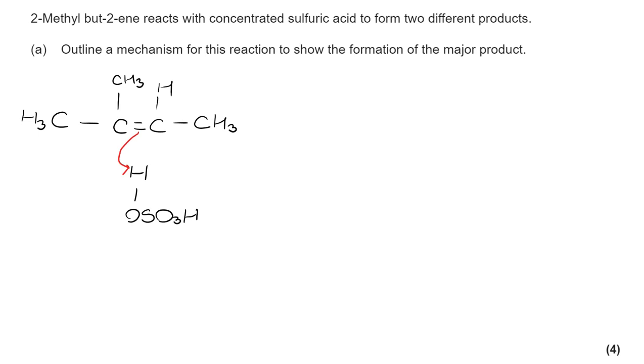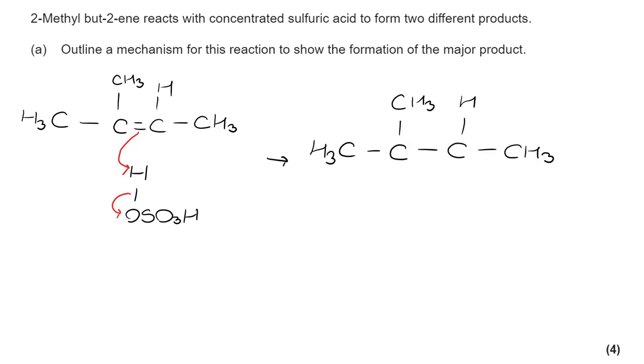Now, realistically, what that means is I've formed a bond between a C and an H. So the H can't have a bond to the O in the OSO3H. So my second arrow goes from the bond to the OSO3H. Now at this point I'm going to start building the intermediate, but you'll notice I've broken the double bond and I've not added anything new.